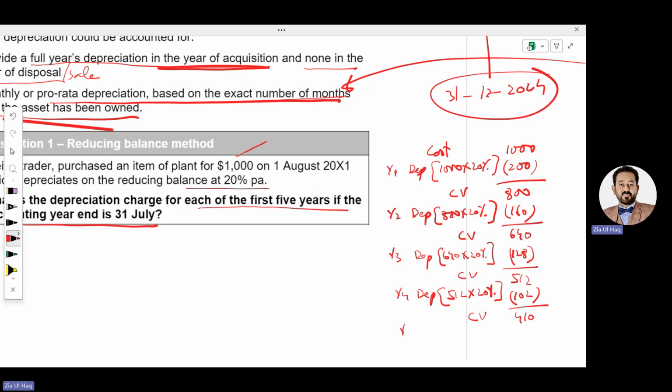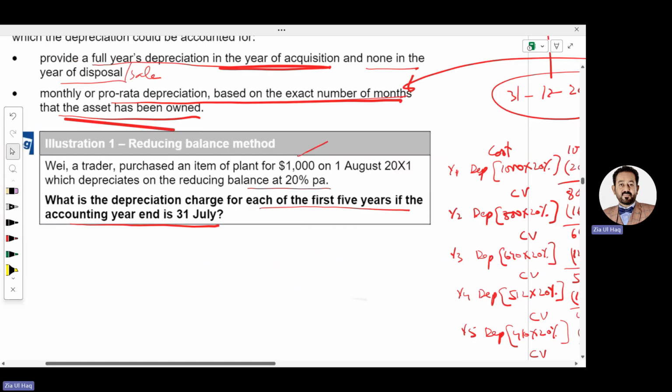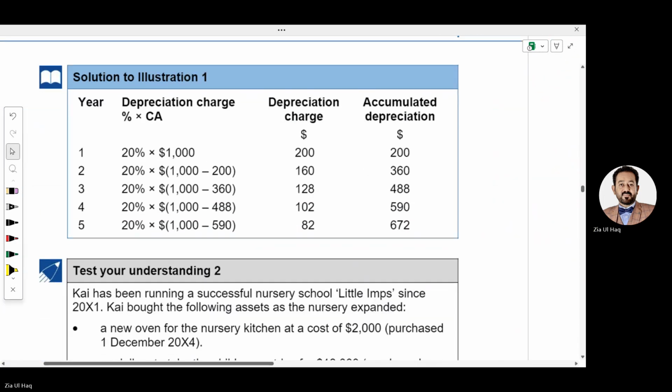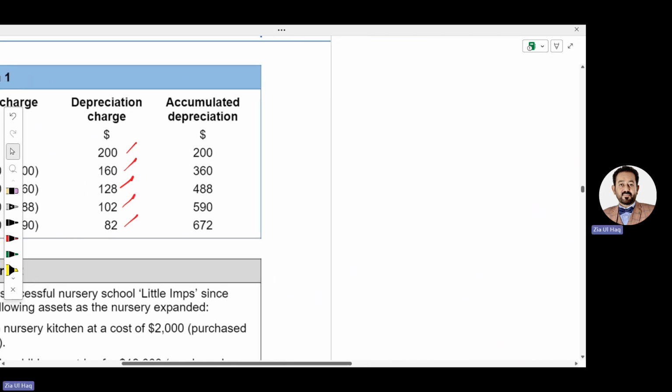410, and for year 5, depreciation will be 410 into 20%, 82, and carrying value will be 328. This he has asked to calculate. Is that fine? This is the solution. 200, 160, 128, 102, 82. The same we have calculated.